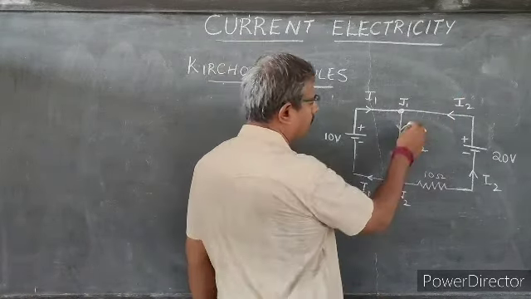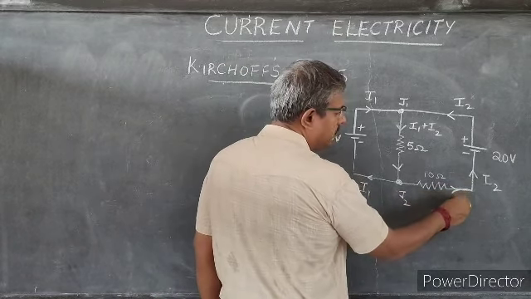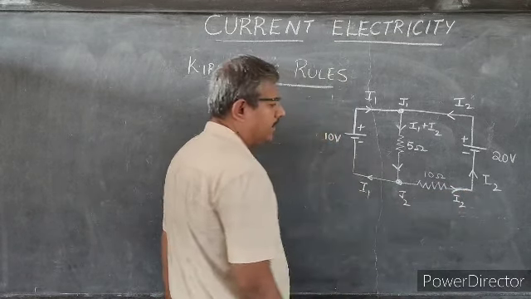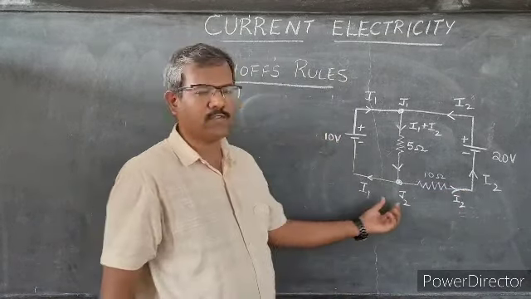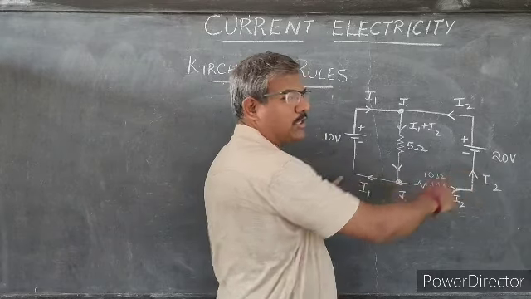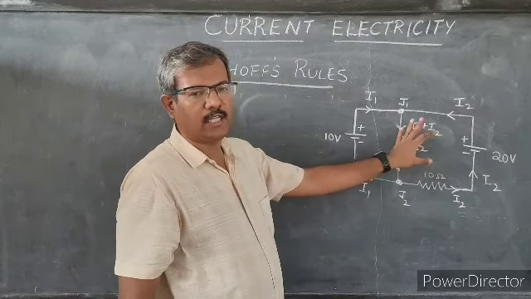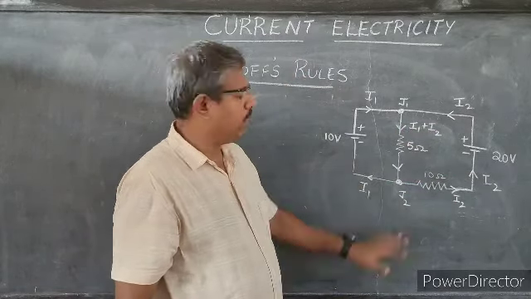Now we look at junction 2. At junction 2, what is incoming is I1 plus I2, and I1 is going out here and I2 is going out in this direction. So again, Kirchhoff's current law, or the junction law, holds true, because I1 plus I2 come here, I1 goes in this direction, I2 goes in that direction. So again, the junction law holds true at junction 2 as well.